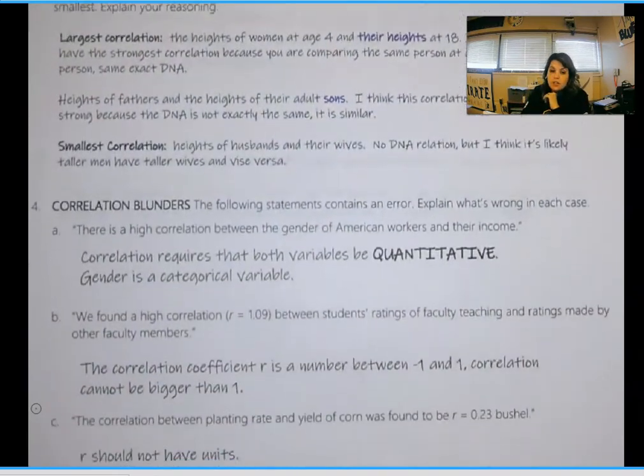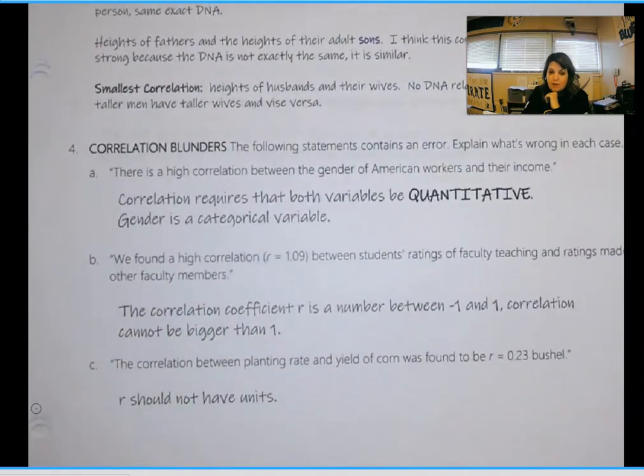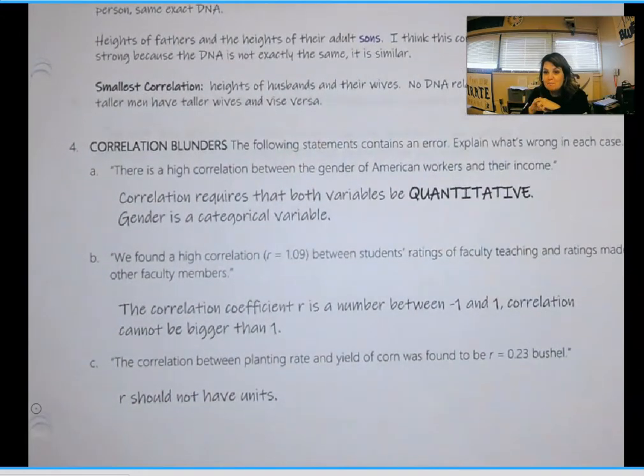4, correlation blunders. This is, I think, my favorite question from this Can You Do. I don't know why, I really like this question. I like trying to figure out where things are going wrong. So the following statements, all of them contain an error. Explain what is wrong.